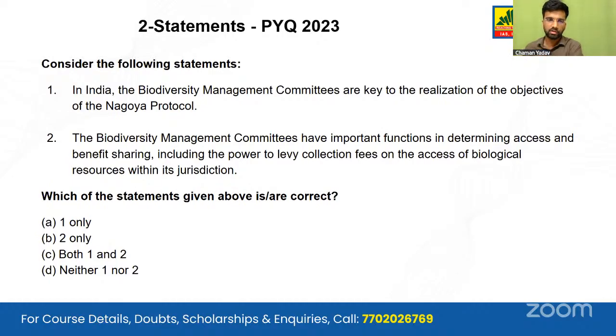2023 prelims. So UPSC asked, in India, the biodiversity management committees are key to the realization of the objective. So we are given two statements. Statement one is here, statement two is here. And we are simply asked which of them are correct. So we know that in India, biodiversity management committees are key to realization of objectives, and they have important functions in determining access. So we know that this particular statement is wrong.